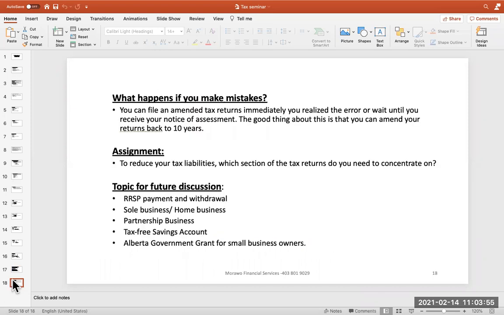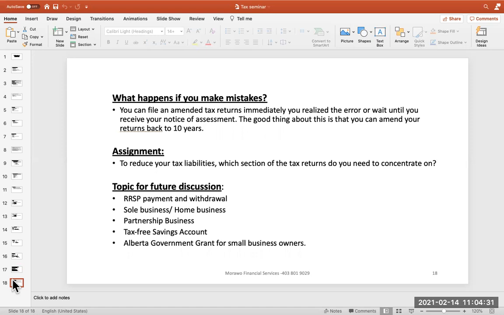All right. Now the next thing we look at is what happens if you make mistakes. You can file amended tax returns immediately you realize the error, or wait until you receive your notice of assessment. The good thing about this is that you can amend your returns back 10 years. So within 10 years, if you realize you made a mistake 3 or 4 years ago, you think, hey, wait a minute, I made a mistake, I want to correct it, you can do this up to 10 years.